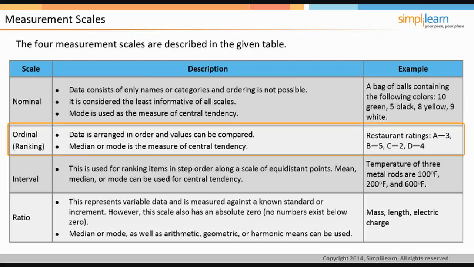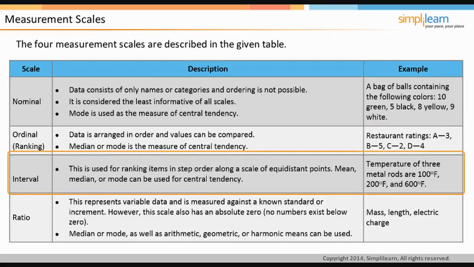In the ordinal or ranking scale, data is arranged in order, and values can be compared with each other. An example of this scale can be the ratings given to different restaurants: 3 for A, 5 for B, 2 for C, and 4 for D. The central tendency for this scale is median or mode.